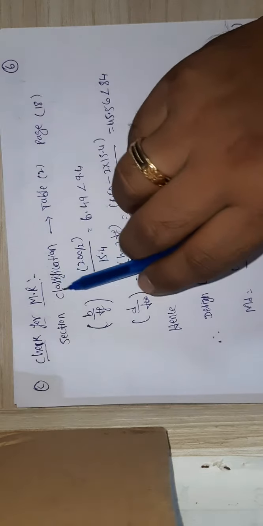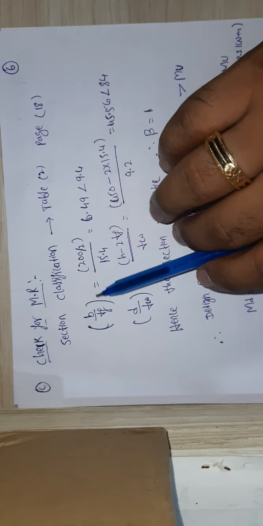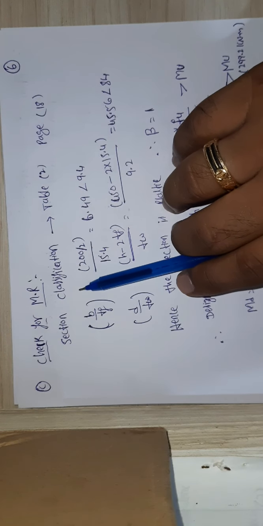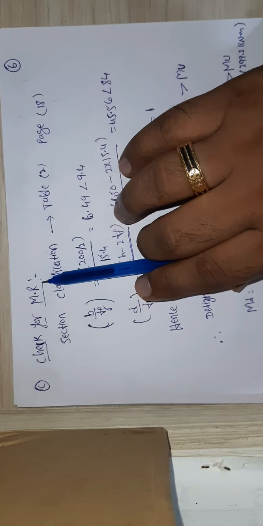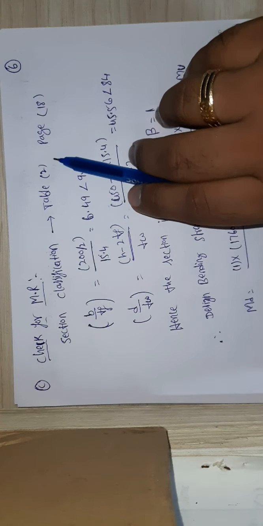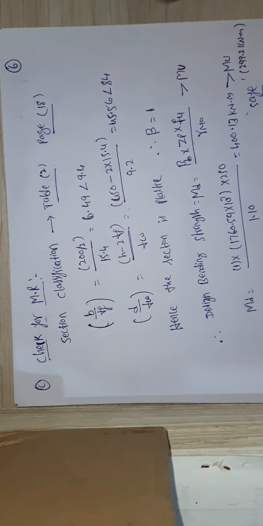Next, go for the check for the moment of resistance. So let's check for the moment of resistance. Before that we need to do the section classification. Section classification is in table number 2, page number 18. Please go to table number 2, page number 18. They have given the different sections, like plastic, compact, semi-compact and slender sections.